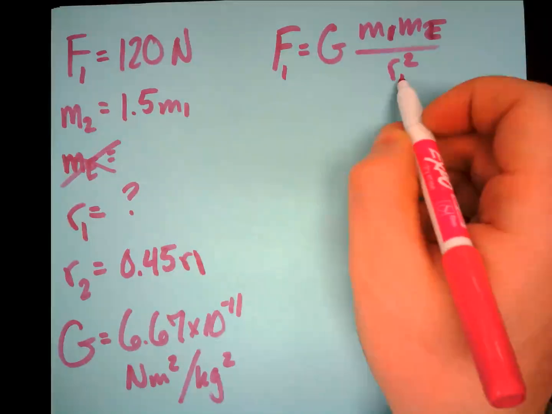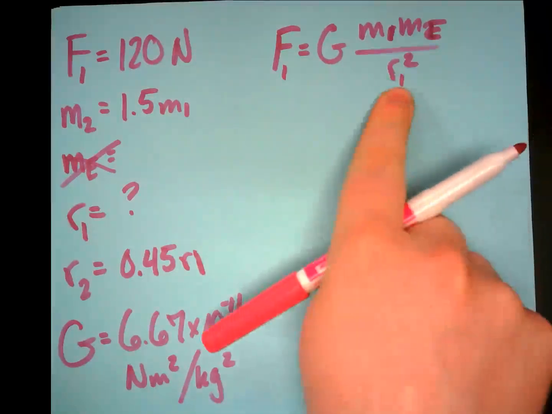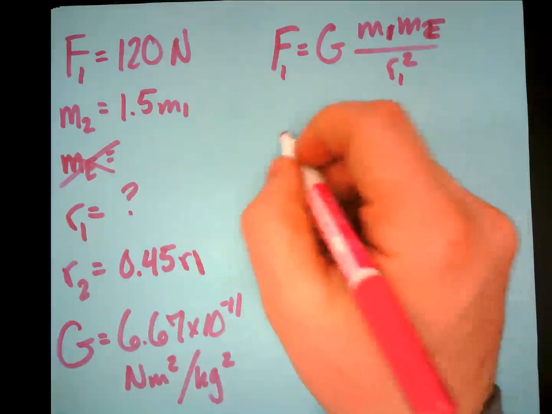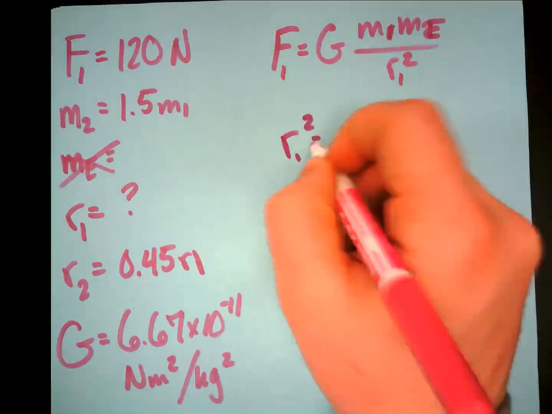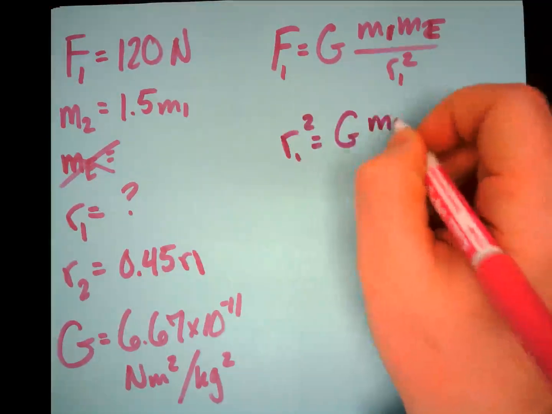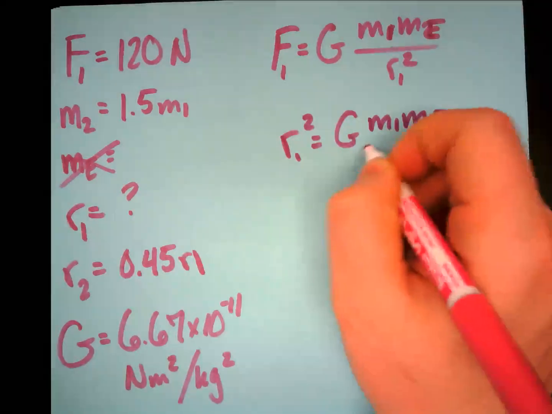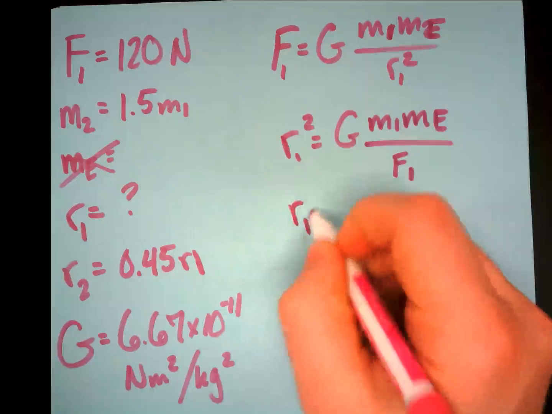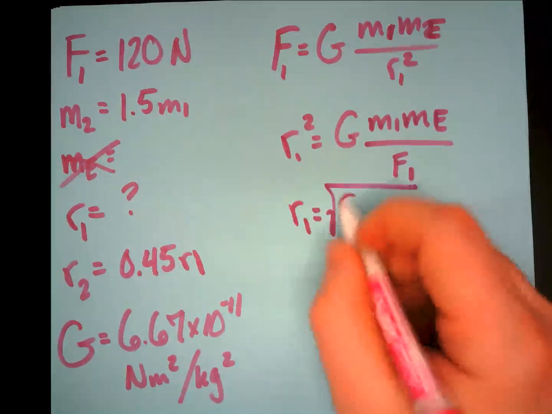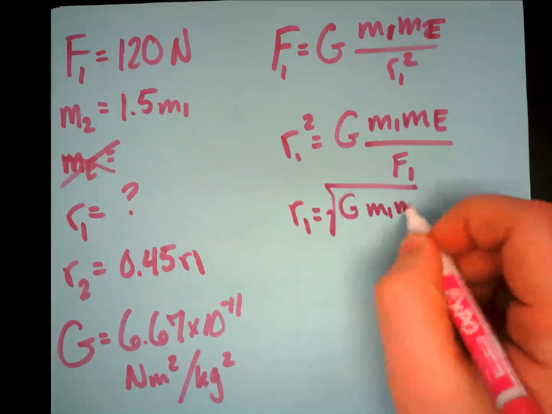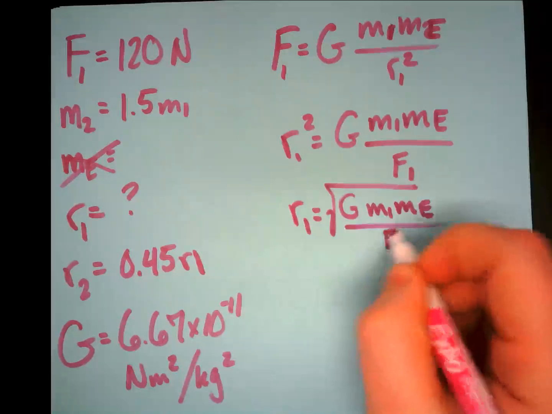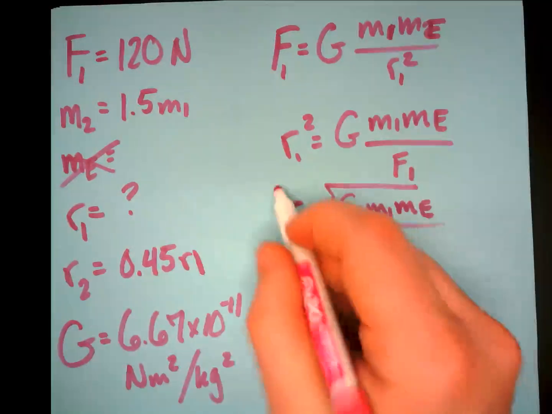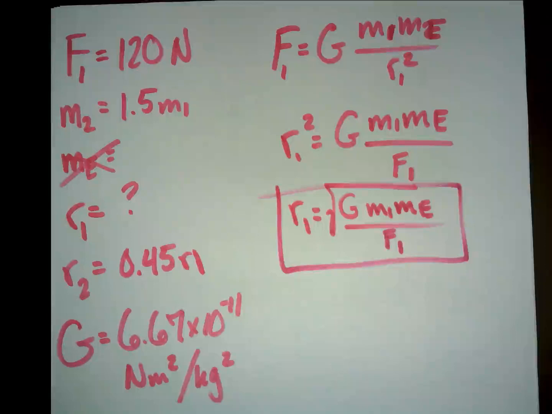If we want to solve for the radius, we just switch R1 with F1. So then R1 squared is equal to G times M1 times ME over F1. We've got to get rid of that square, so R1 is going to be equal to the square root of G times M1 times ME over F1. So if we had to solve for the radius between the center of the Earth and our first spacecraft, this is how we would find it.